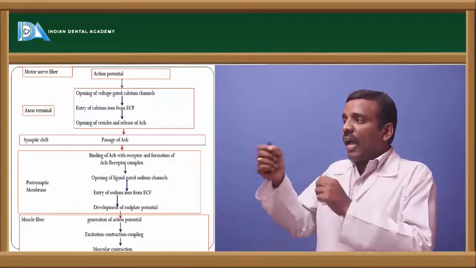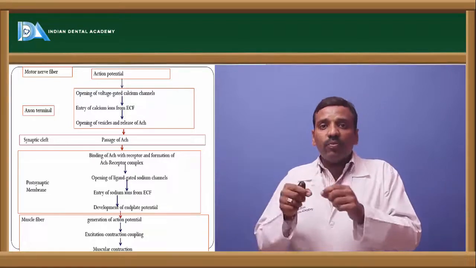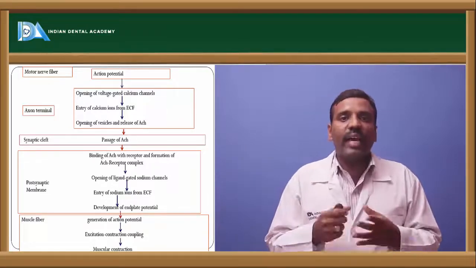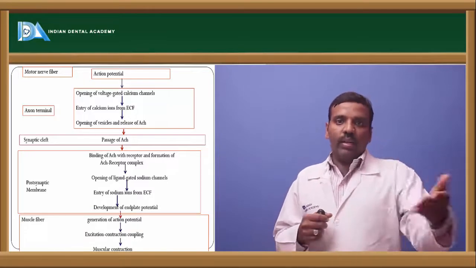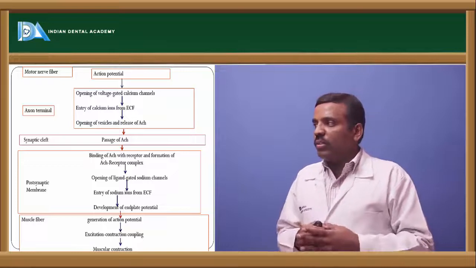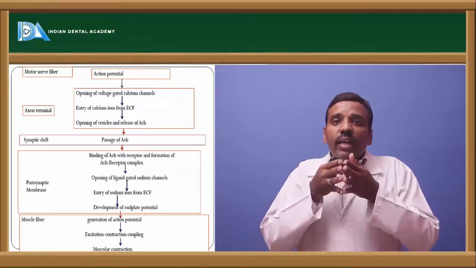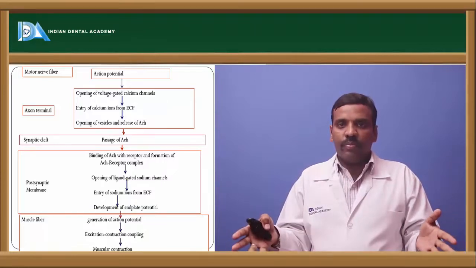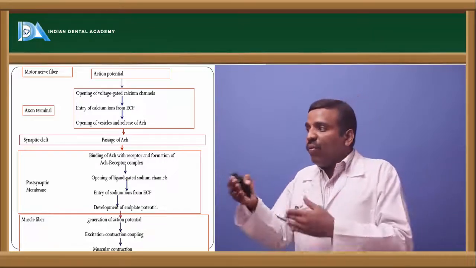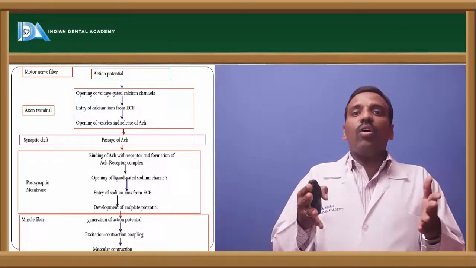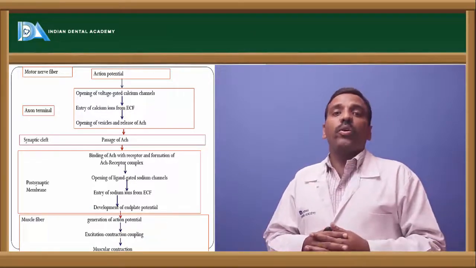Right, by the movement of this action potential, there is opening of the voltage gated calcium channels, as we learned just before. Next is the entering of the calcium into the ECF. After that, there is the opening of the vesicles and the releasing of acetylcholine, which is a neurotransmitter.